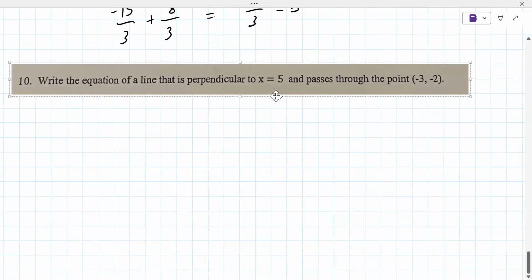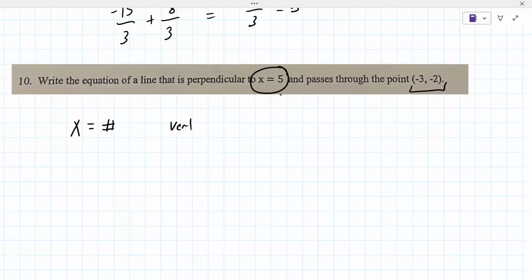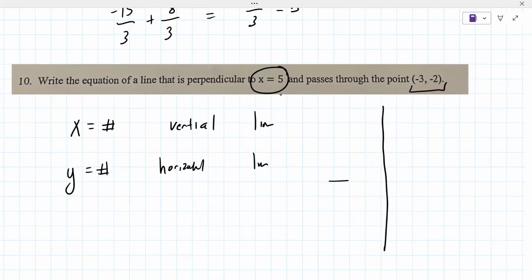So it says write the equation of the line that's perpendicular to x = 5 and passes through this point here. So first thing is you have to know that x = a number is a vertical line. You just have to know that. There's no other way to do this problem. And then y = a number is a horizontal line. So if we go to the graph here and we do this fairly accurately, this is x = 5.